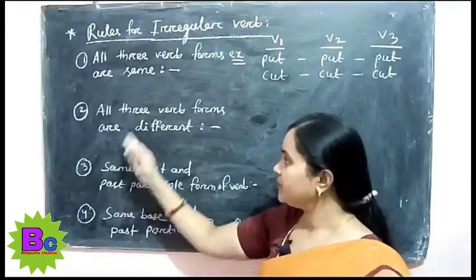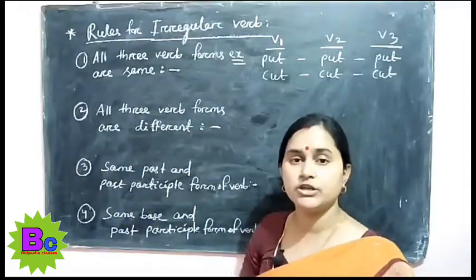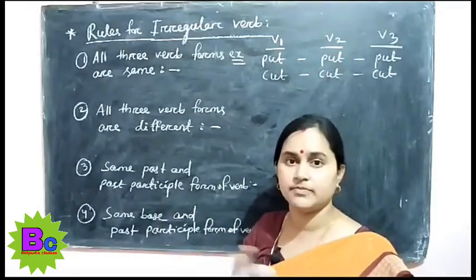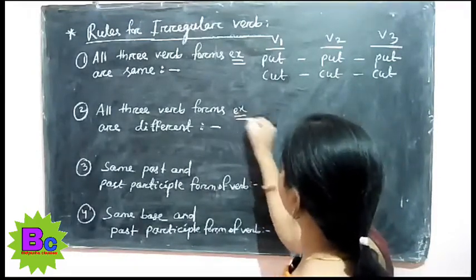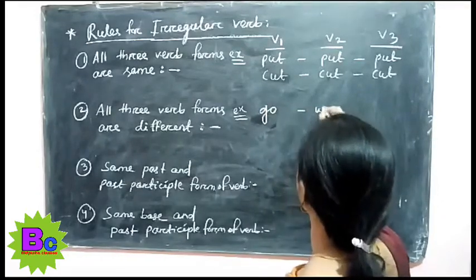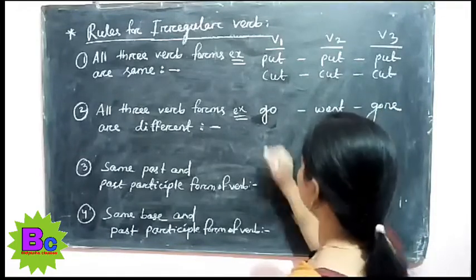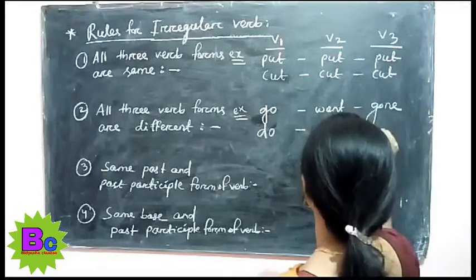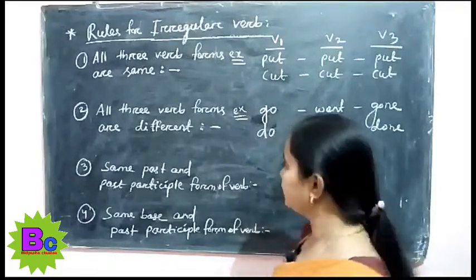Similarly, another example: cut, cut and cut. In the second rule, all three verb forms are different. They change when we convert from present to past and then past to past participle. They don't remain the same, they change. For example, go, went, gone. Similarly, we can take another example: do, did and done. Similarly, write, wrote, written. Okay.